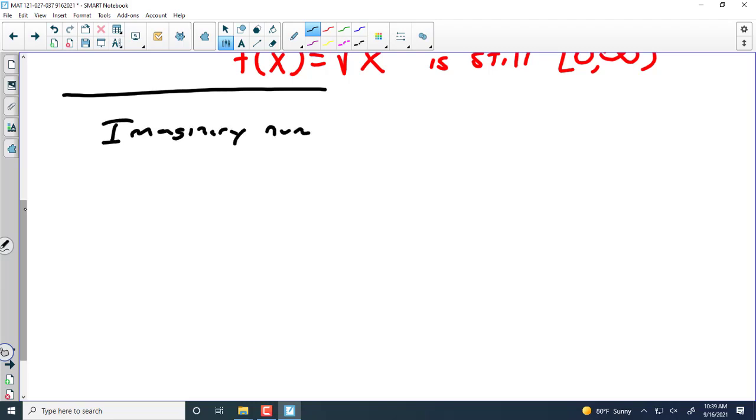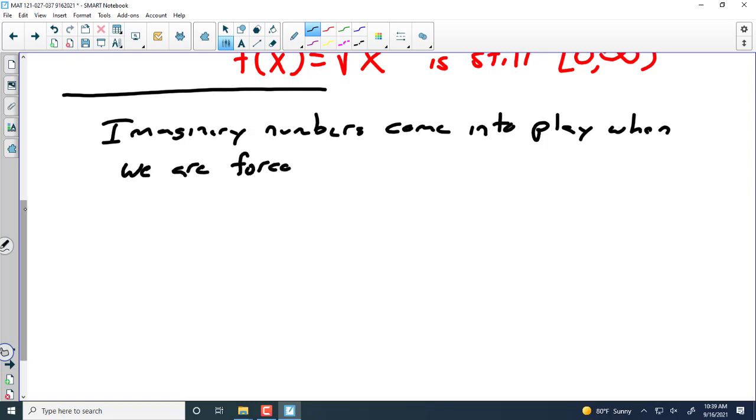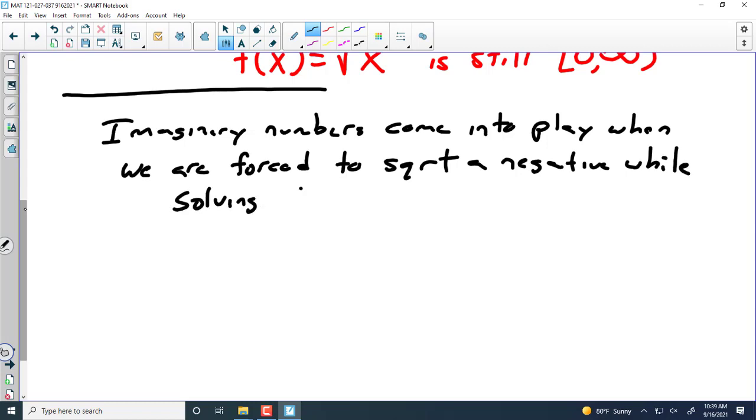So that's where imaginary numbers come into play. Imaginary numbers come into play when we are forced to square root a negative while solving for x. That's where they're going to come into play, everyone. When we're forced to take the square root of a negative while solving for x.